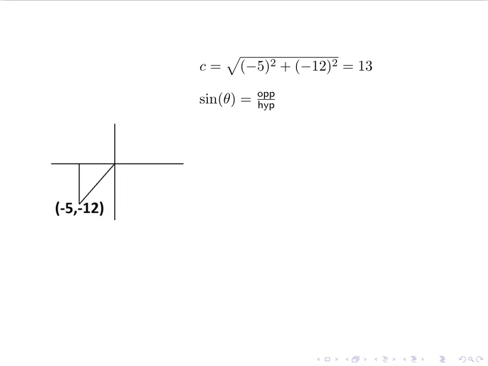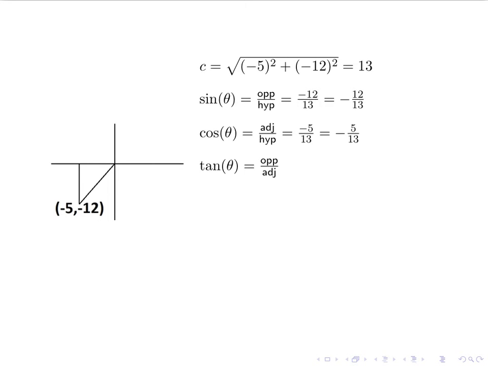So sine, again, is opposite over hypotenuse. So my opposite is my vertical side, which is my Y, which is my -12. And my hypotenuse is 13. So -12 over 13. Cosine is adjacent over hypotenuse. My adjacent is my horizontal side, which is my x, which is my -5. So I have -5 over 13. Again, the hypotenuse being 13.